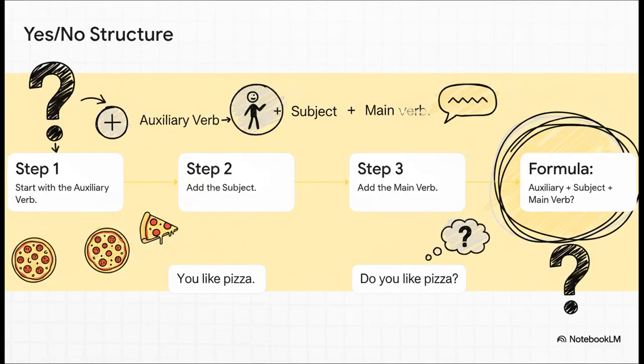Okay, so check out how simple this formula is. A regular statement is, "You like pizza." You have the subject, then the verb. To make it a question, we just do that inversion we talked about. We grab a helping verb, in this case, do, and we move it to the very front. The new order is auxiliary, subject, main verb. "Do you like pizza?" It's just a simple swap.